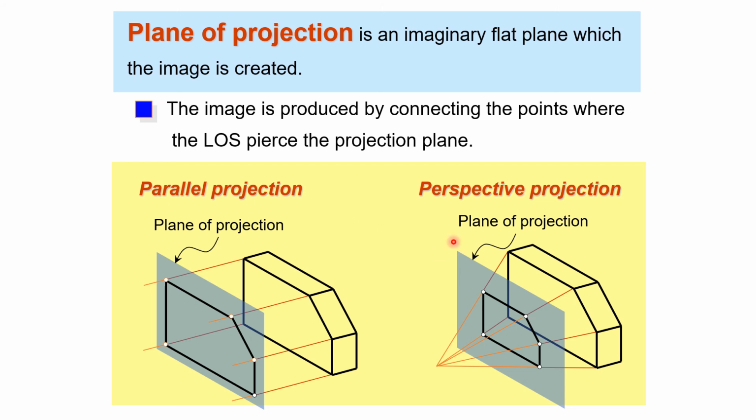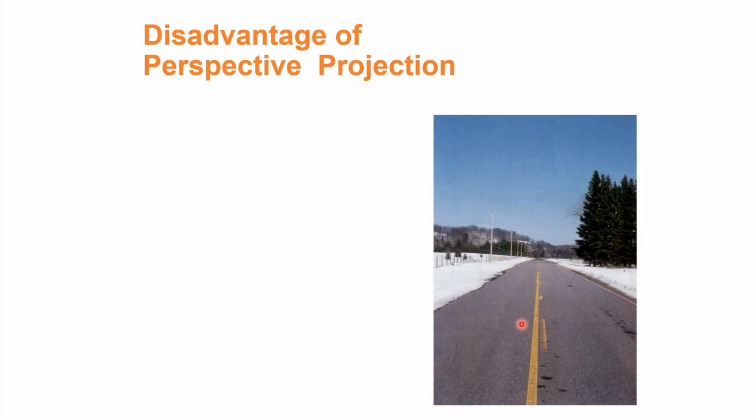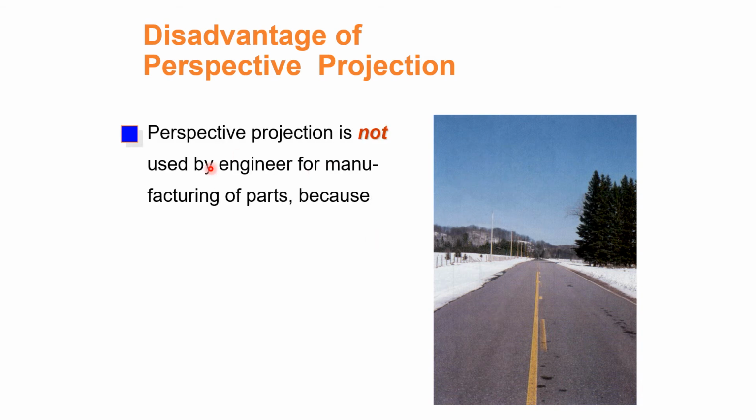What are the advantages and disadvantages? In parallel projection we get the exact dimensions, meaning exact shape, exact dimensions. In perspective we do not get the exact dimensions. The object may be distorted or have smaller dimensions. Here is the disadvantage of perspective projection. Here is a perspective figure. Perspective projection is not used by engineers for manufacturing parts. Why? Because it does not give the exact dimensions.